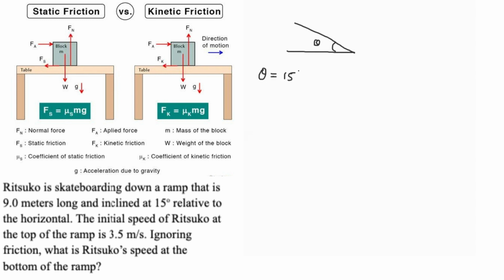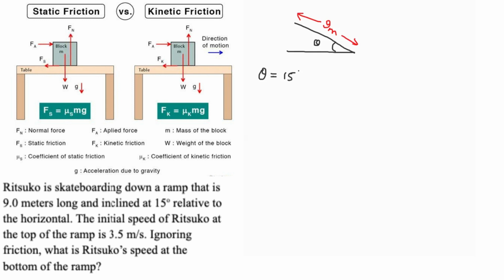Skateboarding, and the length of this one is how much? 9 meters. That's the length, 9 meters. I'm bad at drawing the picture, but this is what 9 meters means, the length of the ramp.